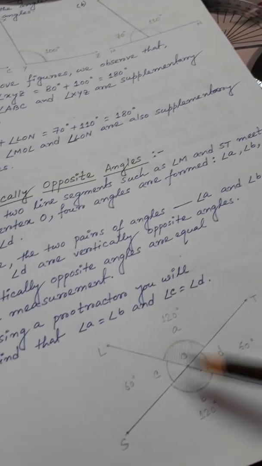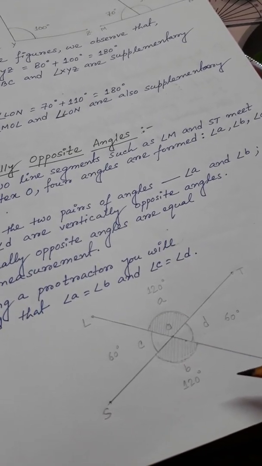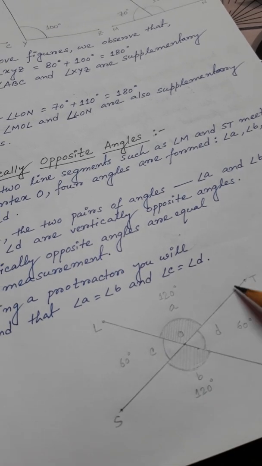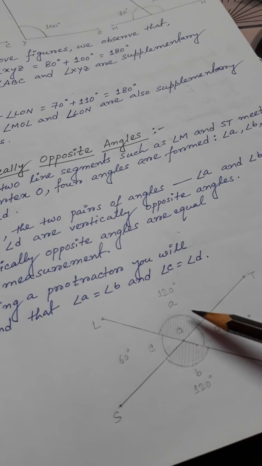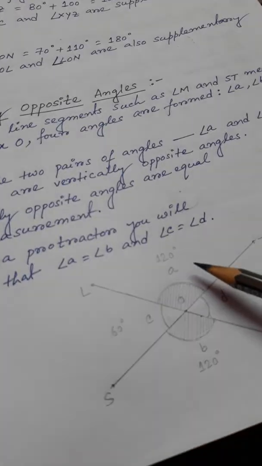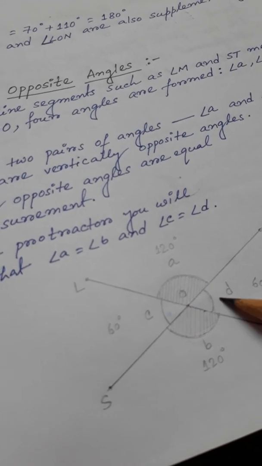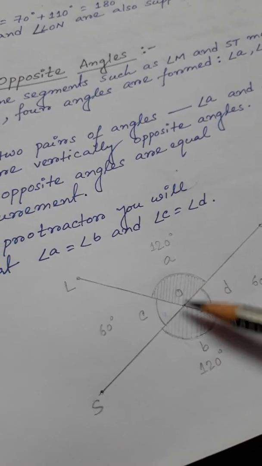So this figure we have already seen. When two line segments meet or cross each other, angles are formed. Now we can find out that four angles will be formed, but what is the relation between these opposite angles? So what is the relation here?